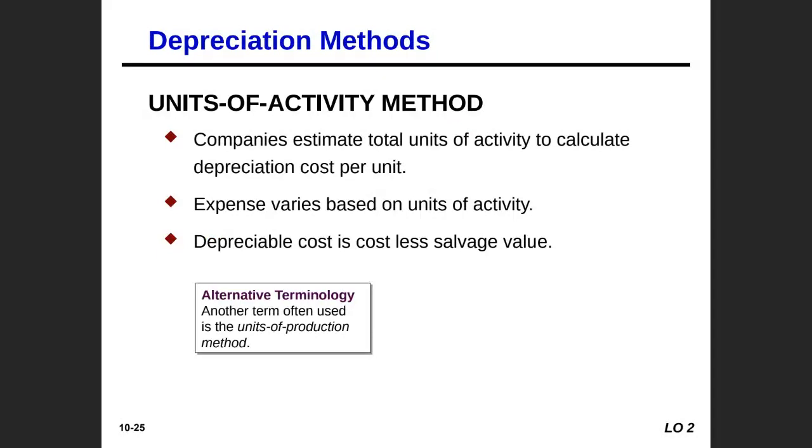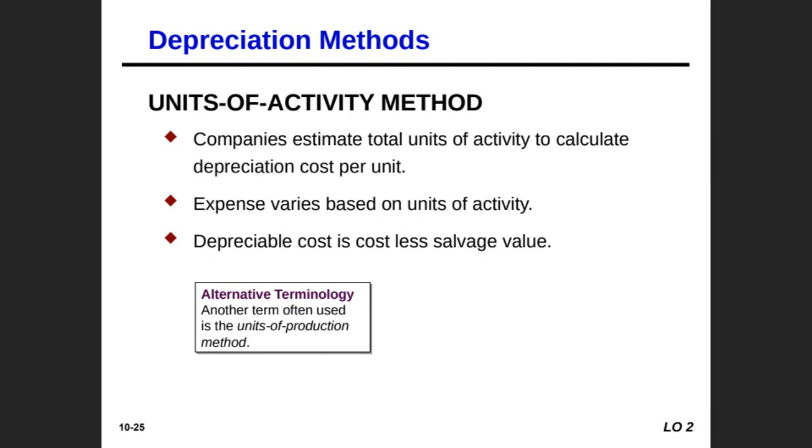Now under the unit of activity method, what we are doing is we are saying that useful life is expressed not in terms of time, but in terms of total units of production or whatever we expect from that asset. In this case, it is a truck, and it has a useful life of 100,000 miles.